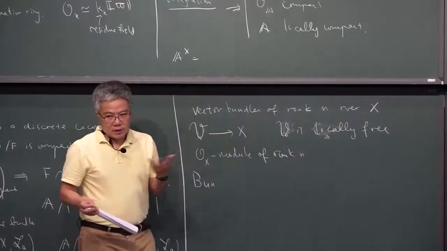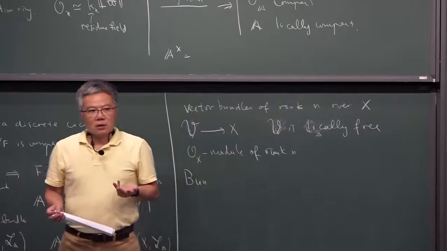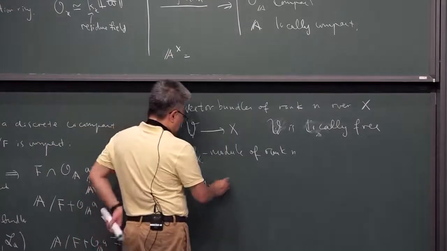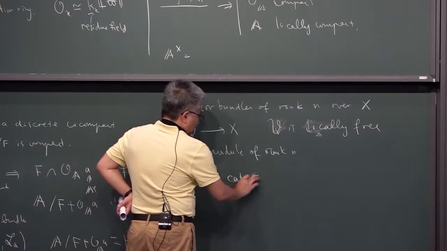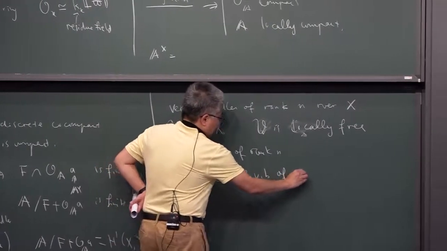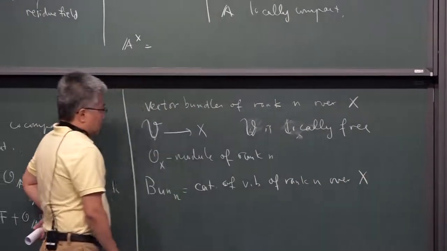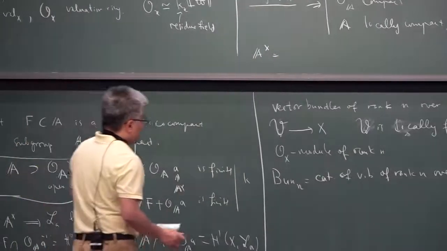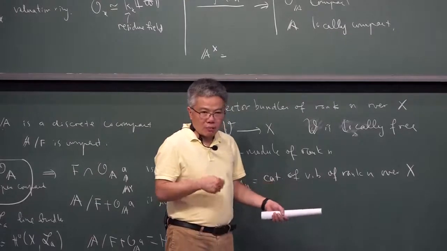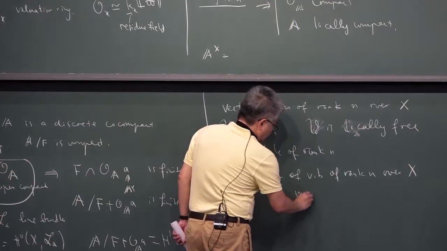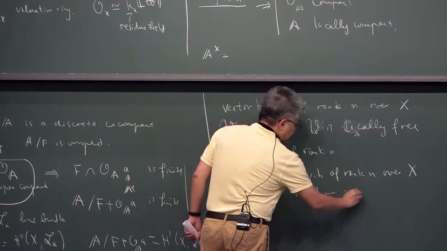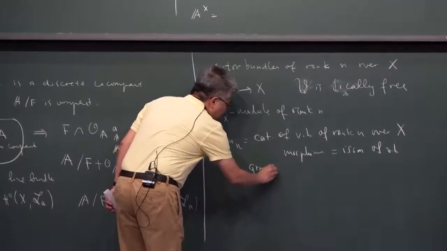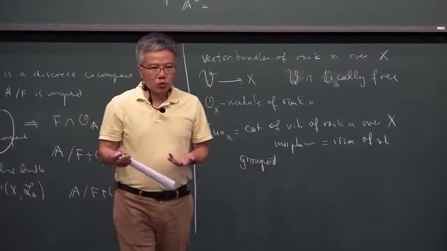So first we'll try to understand the set of isomorphism classes of vector bundles. But obviously, what is more meaningful is the category. So Bun_n is the category of vector bundles. Because X is fixed, I never put X in the notation, since X is not going to move. So the objects of this category are vector bundles of rank n, and morphisms are just isomorphisms of vector bundles. So this is a groupoid, by definition a category whose morphisms are all isomorphisms.